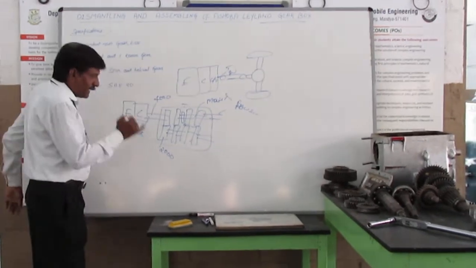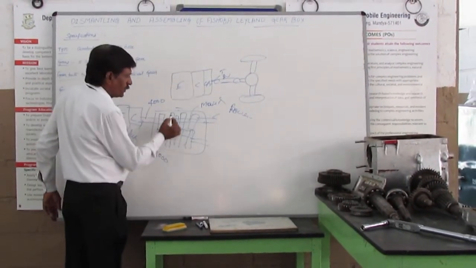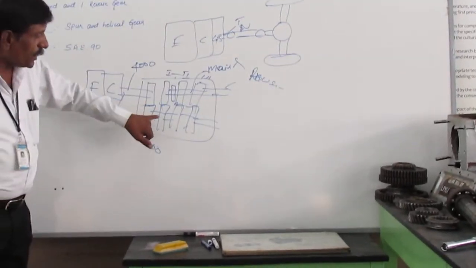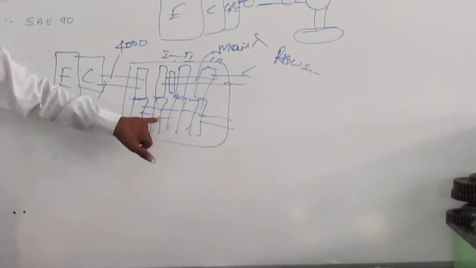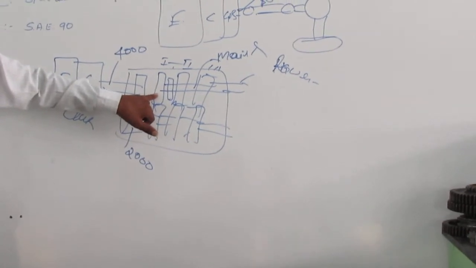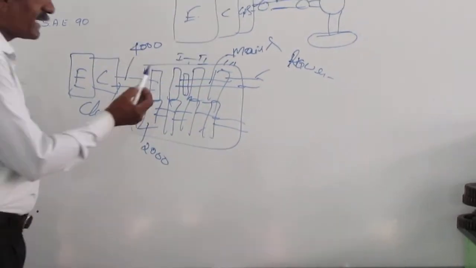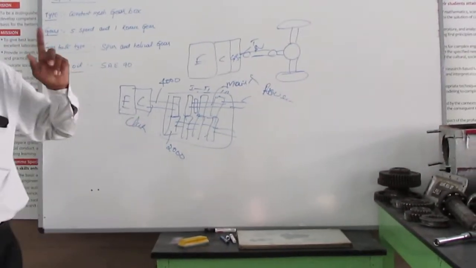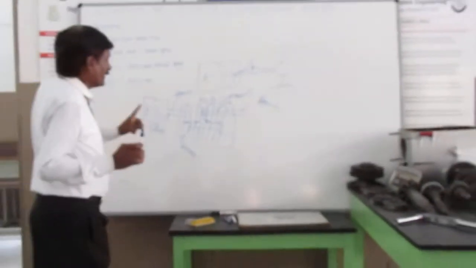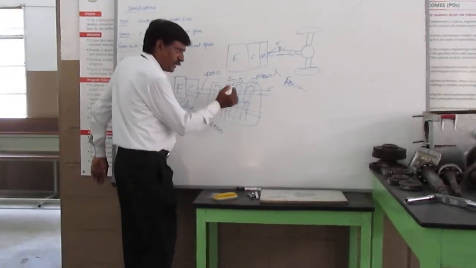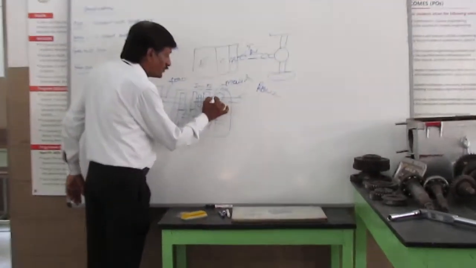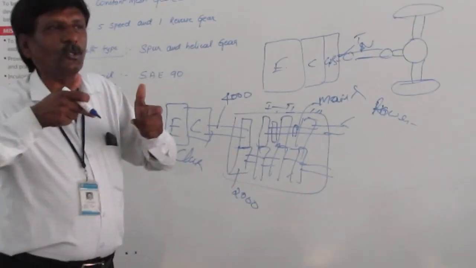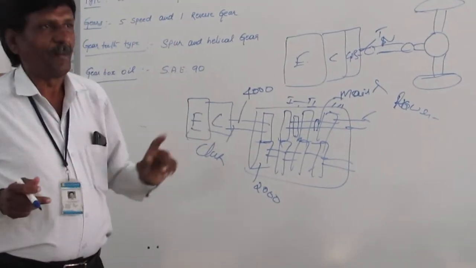Now, again, based on the speed ratio, that is first gear, second gear, third gear, etc. all the gears of the lay shaft are connected to the corresponding gears on the main shaft, but the gears on the main shaft are freely mounted on the main shaft. That is, they are not rigidly connected. They are freely mounted on the main shaft, and they use a dog clutch. The dog clutch is rigidly connected to the main shaft.